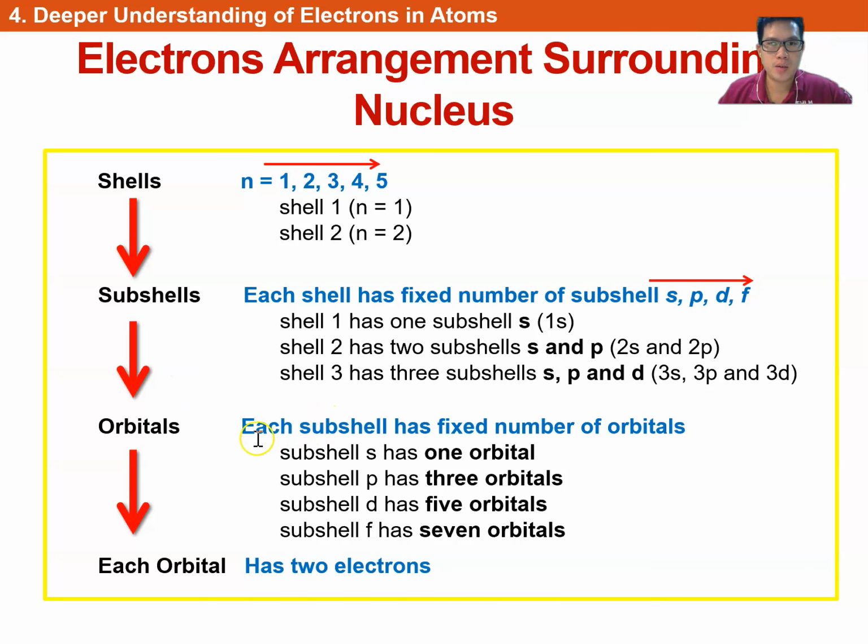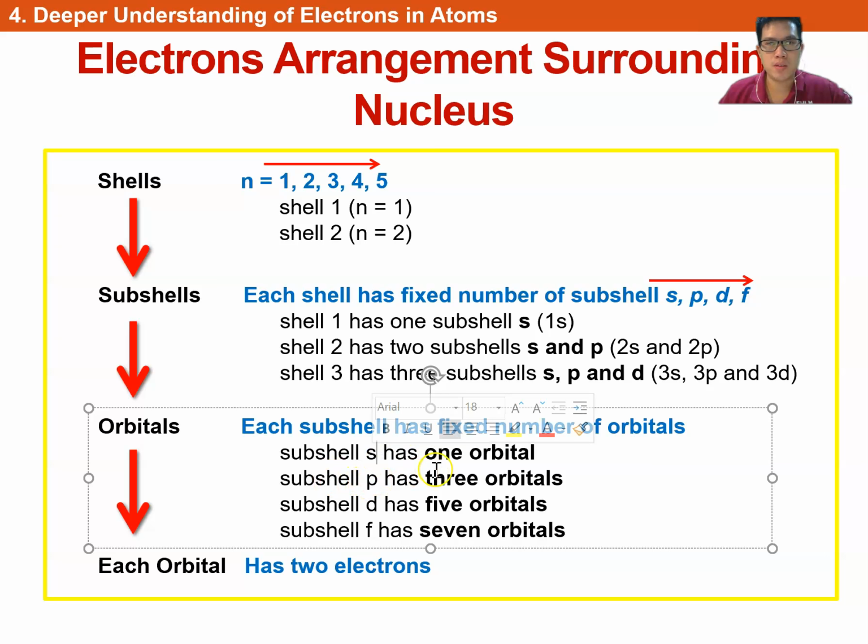One thing you must know is that orbitals are what is in the subshell. For subshell S, we have one orbital. For subshell P, we have 3 orbitals, and this is fixed. For subshell D, we have 5 orbitals, and so forth. Each orbital can occupy 2 electrons. So this is the system you'll use to know how the electrons are packed in the atoms of the elements.